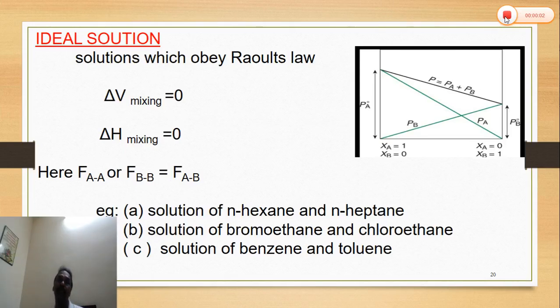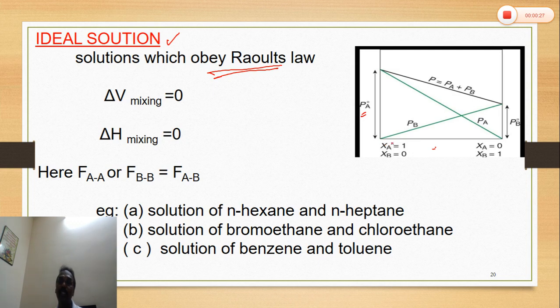Today we will study ideal solution. An ideal solution means a solution which obeys Raoult's law. Obeying Raoult's law means when we draw vapor pressure against mole fraction, we will get a straight line. That is an ideal solution. Here in this graph, there are two components, A and B.